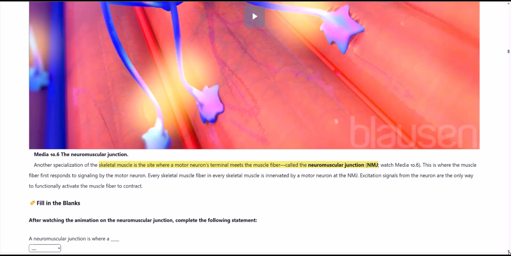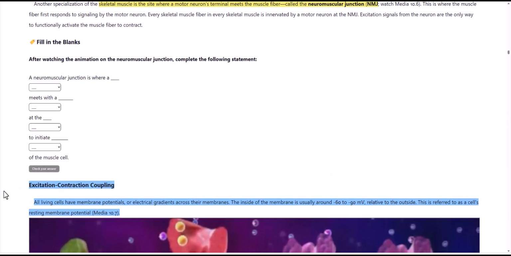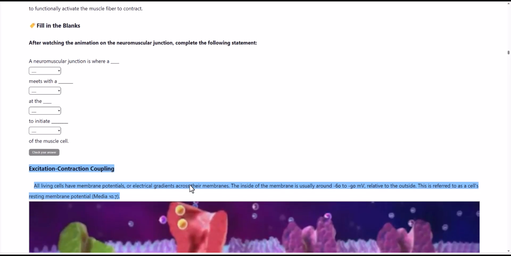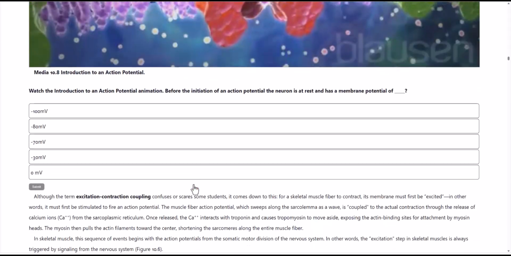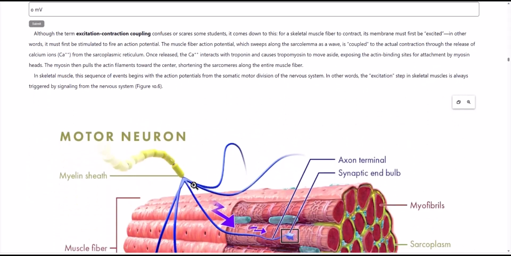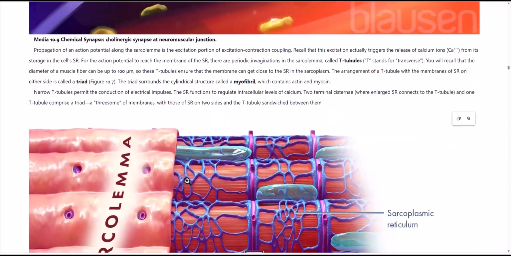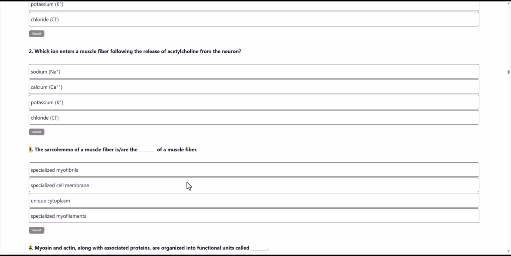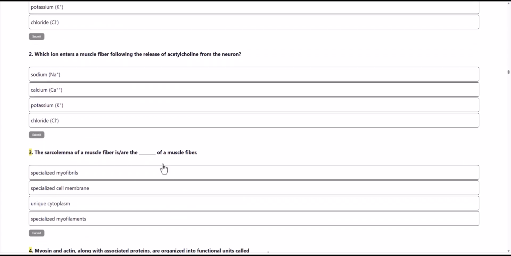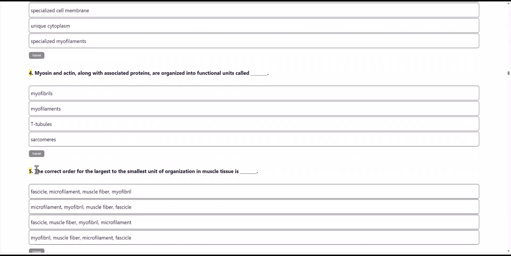As we scroll through this little section on neuromuscular junction, the next section, excitation-contraction coupling, notice I've made it blue. The rest of the section, you can skip. We're not doing any of this material. However, at the end of this section, 10.2, you are able to answer a couple of questions. That is, you can answer questions 3, 4, and 5.